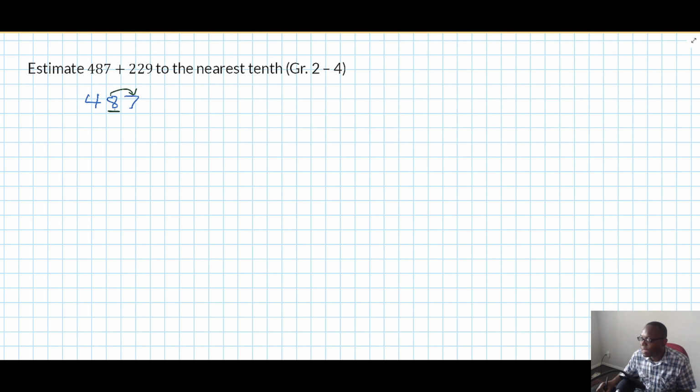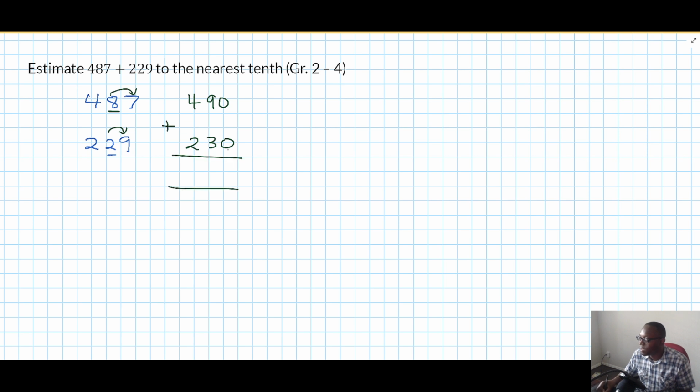If it's 5 or more, then the number in the 10th position, you can increase that. If it's less than 5, we'll leave it the same way it is. So now 487 to the nearest 10th becomes 490. The next number here is 229. Now 2 is in the 10th position. So now we have to look at the number to the right of that, and we have a 9. 9 is greater than 5. So that means that we can increase the 2 in the 10th position to 3. So that becomes 230.